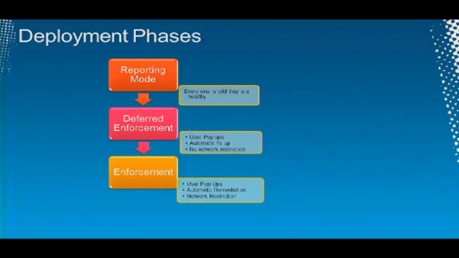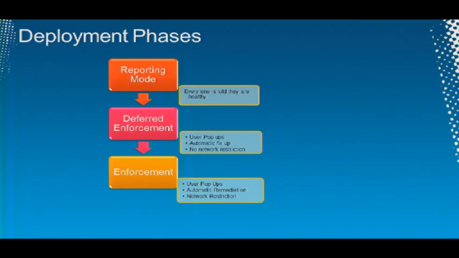Now, why do we have these three different phases? You don't want to deploy NAP out in enforcement and then find that none of your clients are going to be compliant with your policy. It's not going to lead to a good customer experience. So what we do is we put NAP into a reporting mode first. We go into our NAP policies and we set all of our unhealthy policies to tell the client that it's healthy.